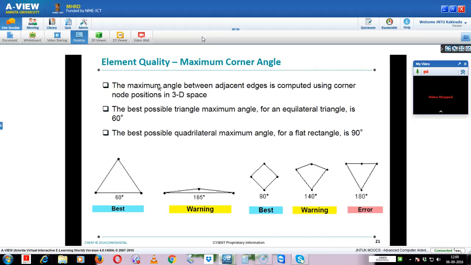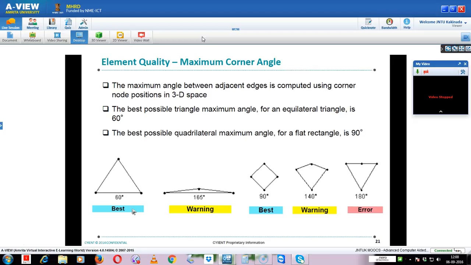So maximum corner angle: the maximum angle between adjacent edges is computed using corner node positions in 3D space. The best possible maximum angle for an equilateral triangle is 60. The best possible maximum angle for a flat rectangle quadrilateral is 90. So these are the ideal things. For trias it should be 60. For the quadrilateral it should be 90.